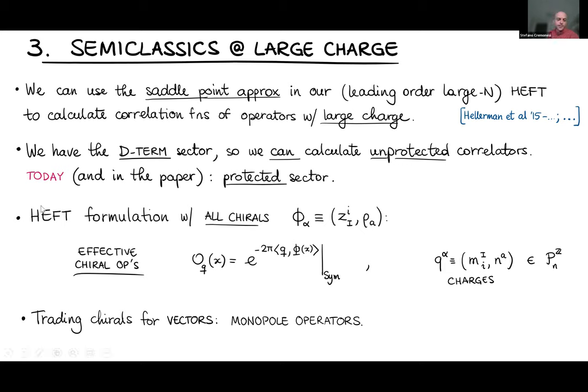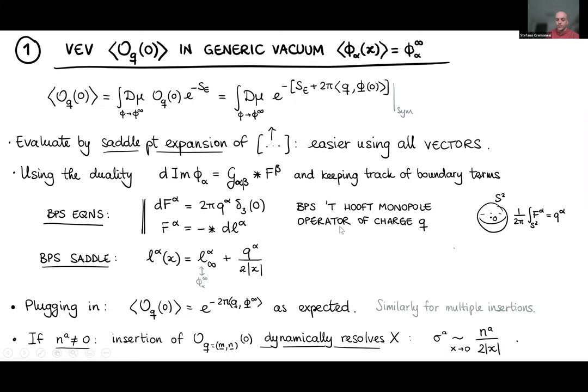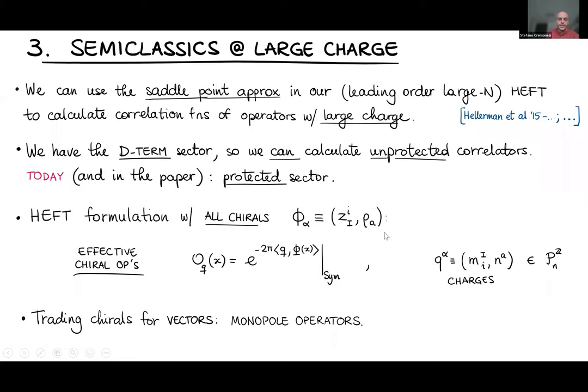You might think it's a good idea to start with the formulation of this holographic effective field theory in which all the moduli are chiral operators, which I'll collectively denote as phi. Reminder, there are some M2 brane moduli, Z, and some Kähler moduli, rho. The lowest components of these chiral multiplets have an imaginary part which is periodic with periodicity one. The effective chiral operators, which are single valued, are obtained by exponentiating them and weighting various terms by integer charges.